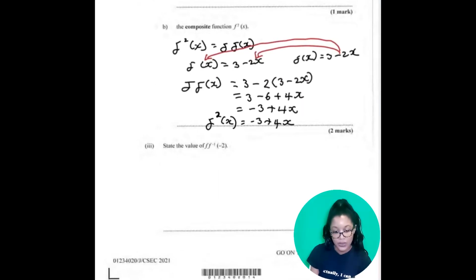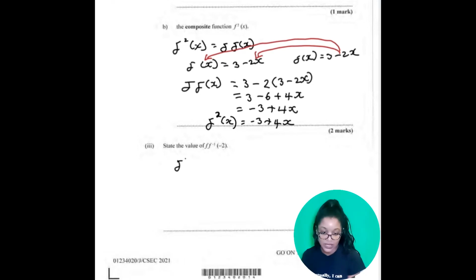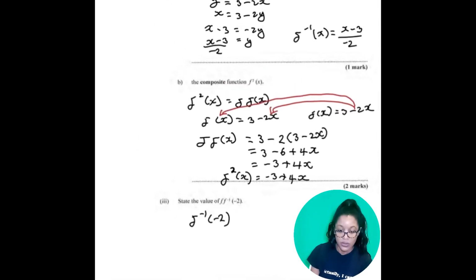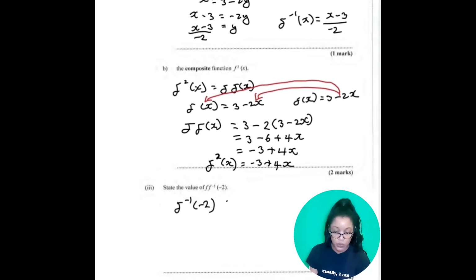Right, so the next question: say the value of f inverse of negative 2. So f inverse will give you back the answer. You will get negative 2 as the answer. But let's show the working. So f inverse of negative 2, we found f inverse from before, in part 2 above. So we substitute negative 2 into minus 3 over negative 2, you get negative 5 over negative 2. Negative and negative is a positive, so you get 5 over 2.